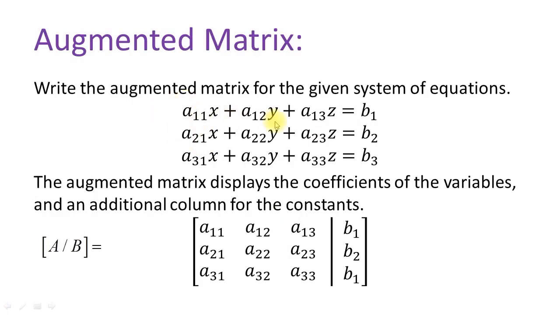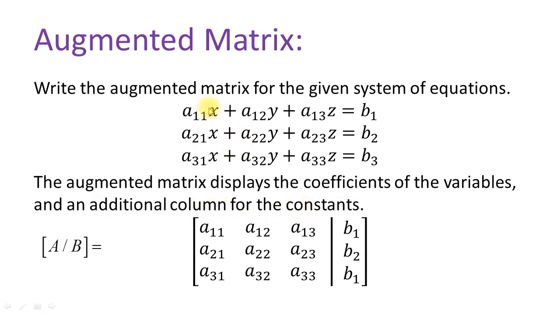For example, we have a system of 3 equations and 3 unknowns. These are three linear equations, a system of linear equations. So first of all, write this system of linear equations in matrix form, and then the augmented matrix displays the coefficients of the variables with an additional column for the constants.